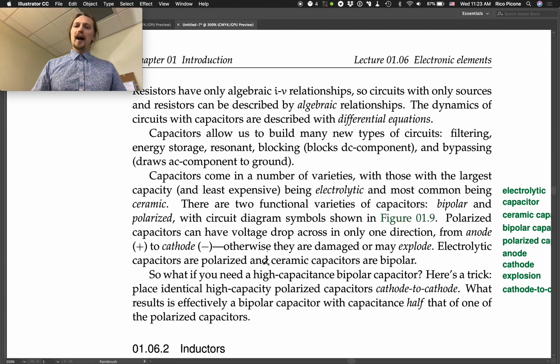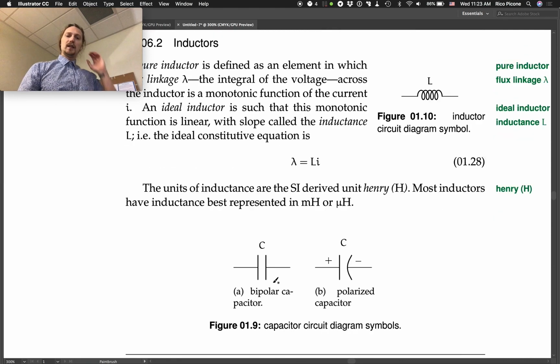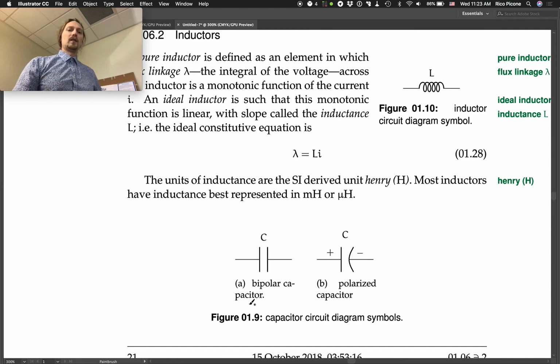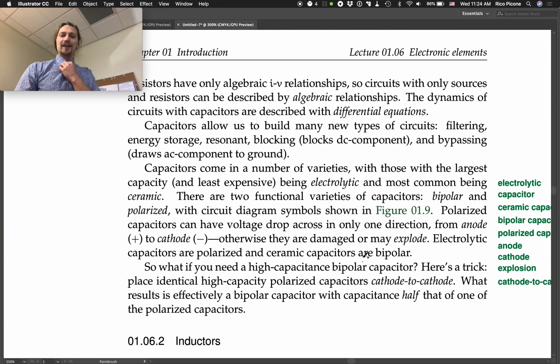Capacitors come in a number of varieties, with those with the largest capacity and least expensive being electrolytic, and most common being ceramic. The one you are using this week is electrolytic. There are two functional varieties of capacitors, bipolar and polarized, with circuit diagram symbols shown in figure 1.9. You have seen them, but this is good to remember. Bipolar, polarized. Polarized is the one you are using this week, because electrolytic capacitors are all polarized.